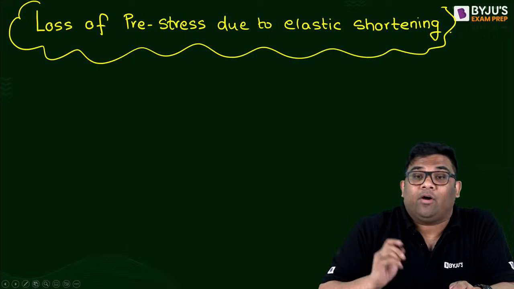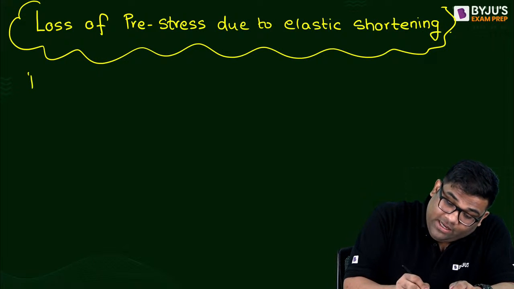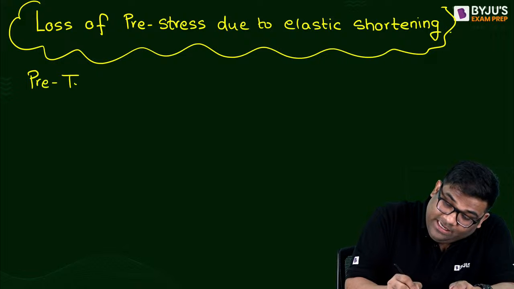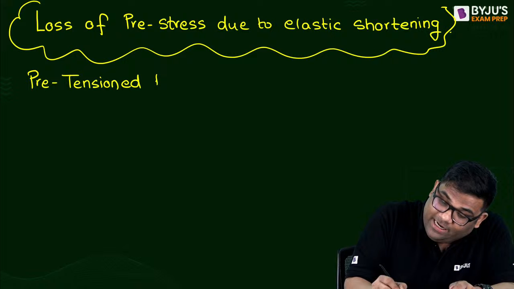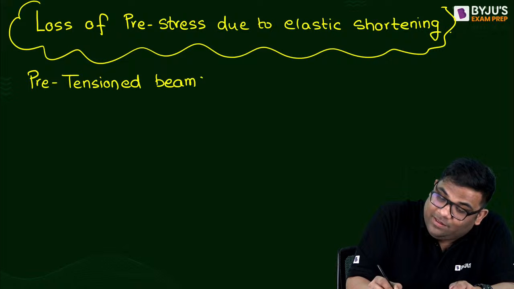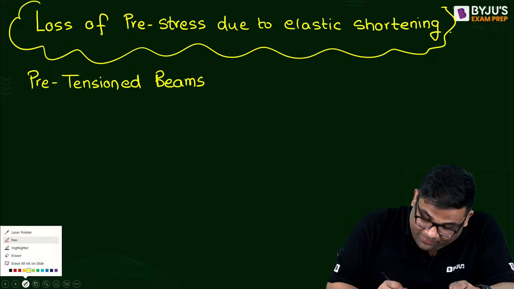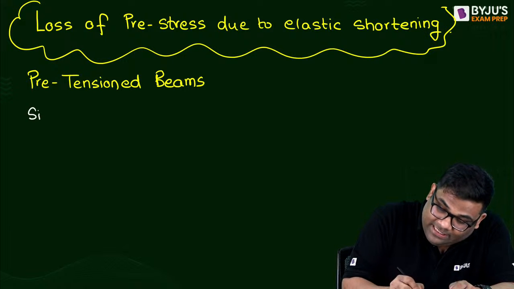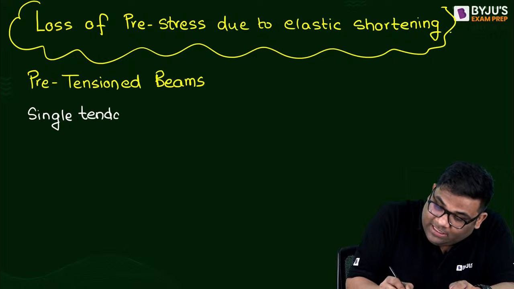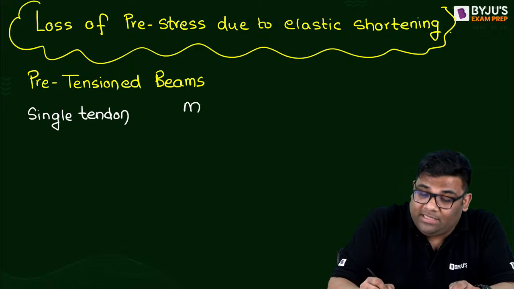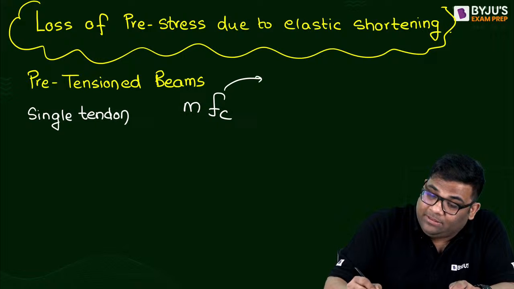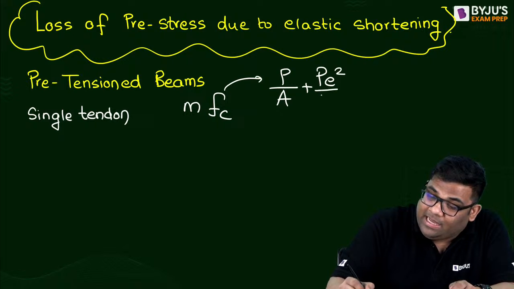that was only for pre-tensioned beams. Only for pre-tensioned beams. So in a pre-tensioned beam, if there was a single tendon, we saw the loss was m into fc. And what was this fc? fc was P by A plus P e square by I.